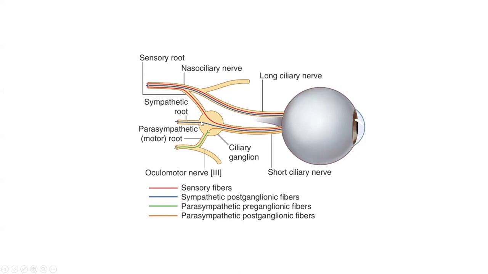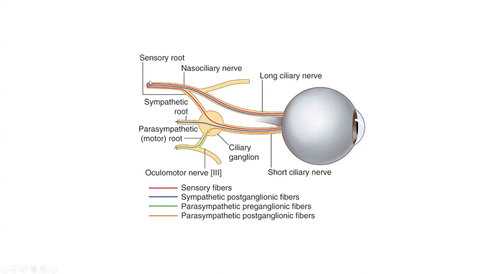It is making a sympathetic route. It doesn't synapse inside the ganglion. It passes through the short ciliary nerve, and it reaches the target organs that we said: the orbitalis muscle, the tarsal muscle, and the dilator muscle of the pupil. And of course, the smooth muscle of the vessels and the sweat glands in the face region.